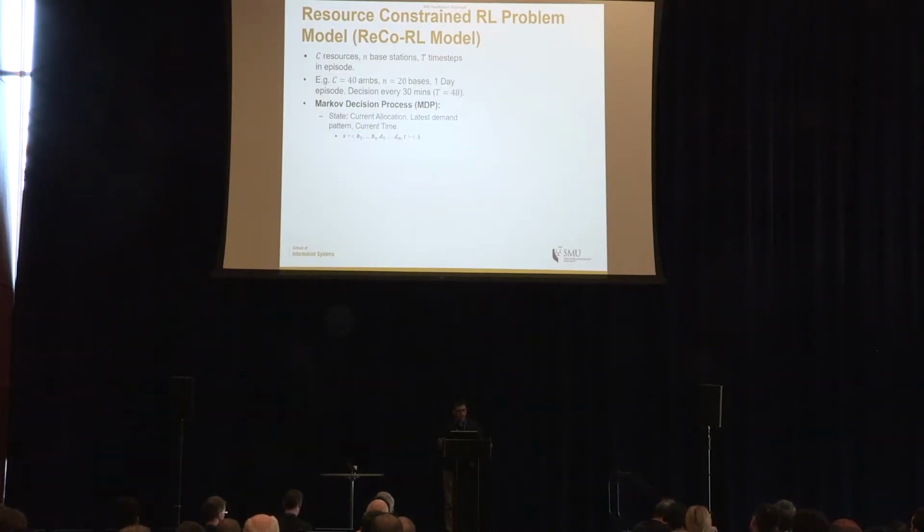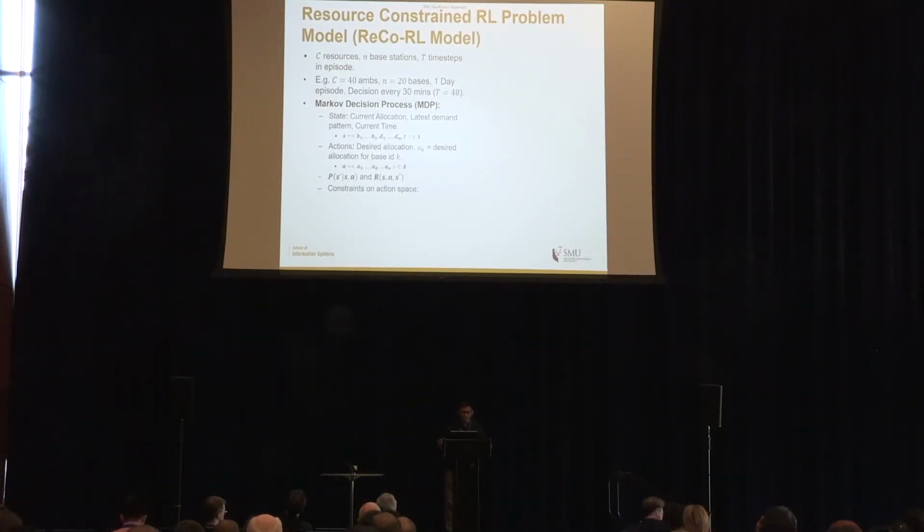And you get to observe the current allocation at time t, and you get to observe the latest demand pattern, that heat map you might remember. And your action space looks like an n-dimensional vector of integers, where the kth dimension specifies the number of resources you want to allocate to base station k. The transition function and the reward function are per domain.